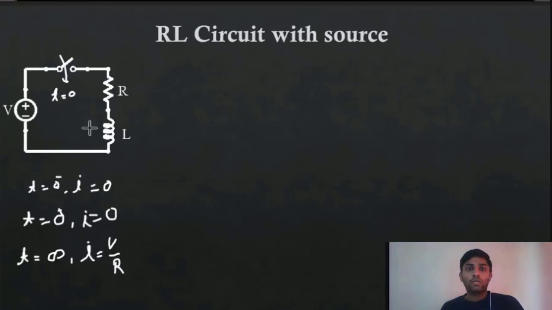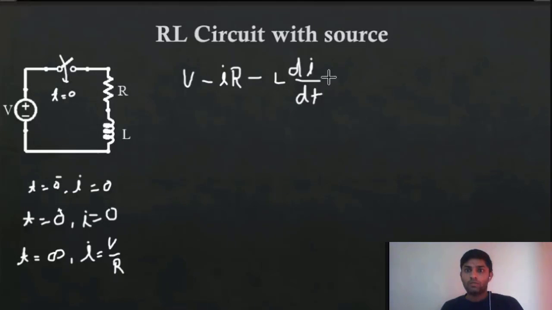Okay, so we apply KVL over here. Your KVL will be given by V minus IR minus L di by dt. From this equation, what do I need to find? I need to find I. To get the value of I, I need to rearrange the equation in terms of I and t.